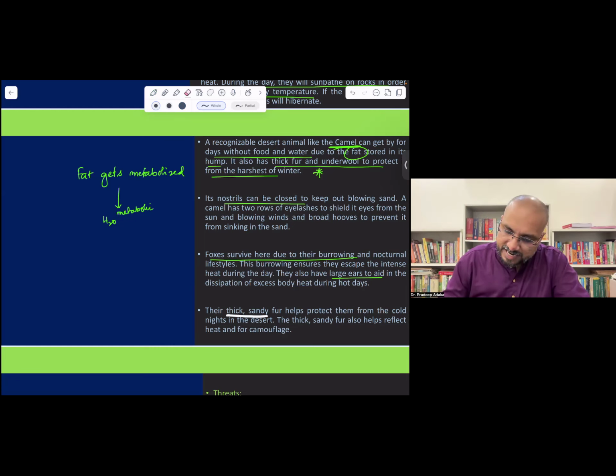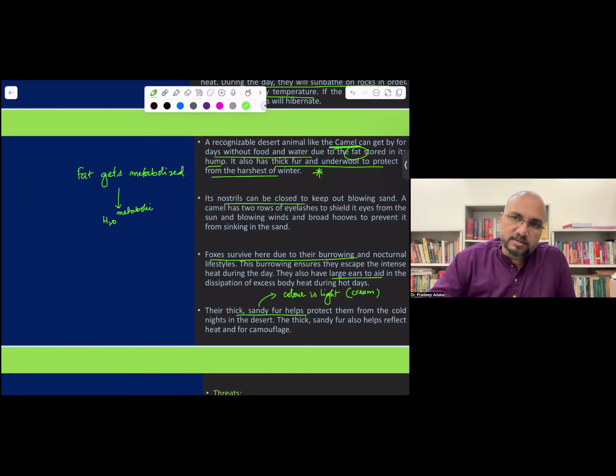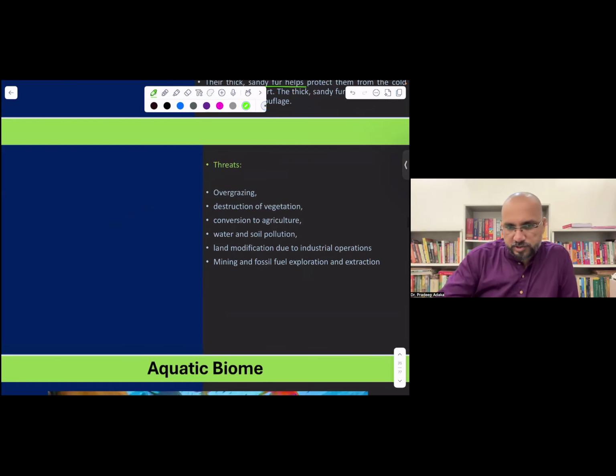Their thick sandy fur. When I say sandy fur, it is not made up of sand, but the color is light, cream color, you say. What does this color do? It will reflect the sunlight. It will not absorb more heat. White color reflects, albedo. Dark color absorbs, black body radiation, right. So dark objects absorb more heat. Lighter objects, light color, reflect more light. So it is also a camouflage.